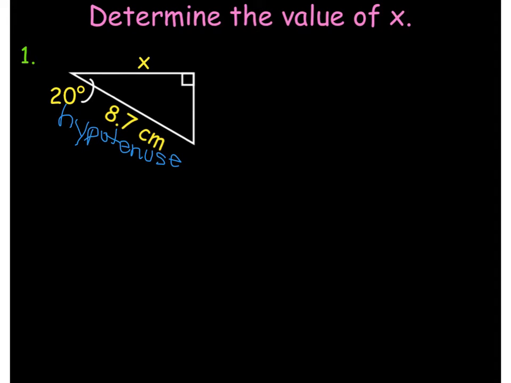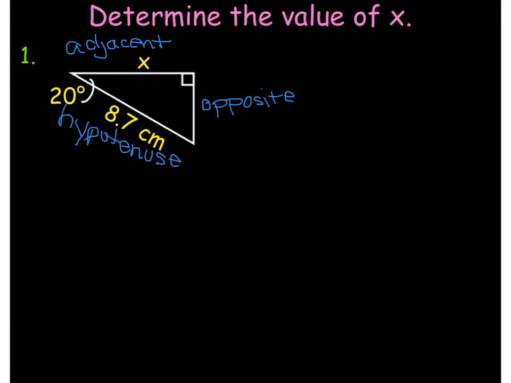Okay, and then my next step is to label my adjacent side. So if you look at your triangle here, the angle that is given is our 20-degree angle, which is located right here. And then the side that is helping form this angle is our side with our X on it. So we're going to go ahead and label this side adjacent. And now we're ready to label our remaining side. So we've used our hypotenuse and we've labeled our adjacent side. That leaves the opposite side.